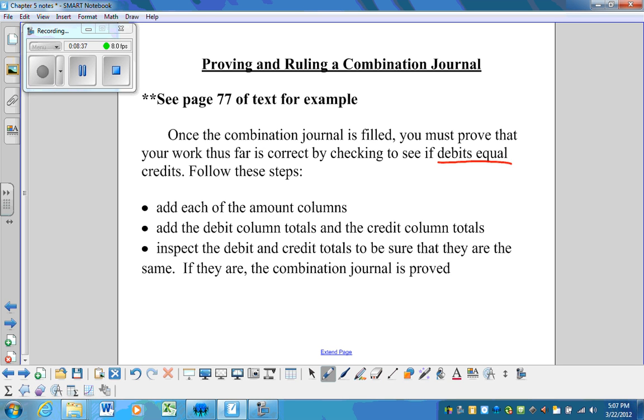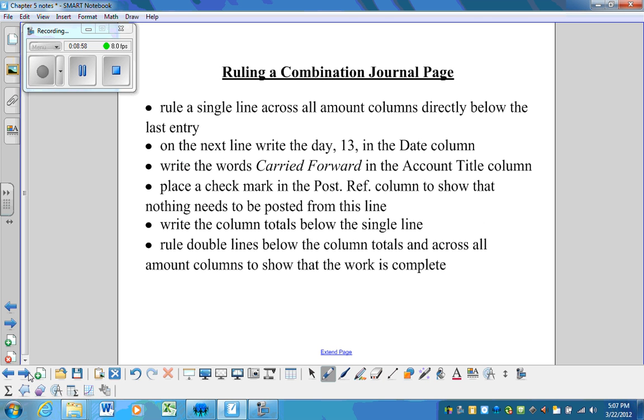Very important. Okay, so here are the 3 steps that you need to do. You add each of the amount columns, so going straight down, you add them, and make sure that your debits and your credits equal the same amount. So you add up all your debits and all of your credits. And if you look on page 77, it shows you how to do that. So here are the rules. You're going to put a single underline across the amount columns directly below the last entry. The single line shows that you're adding.